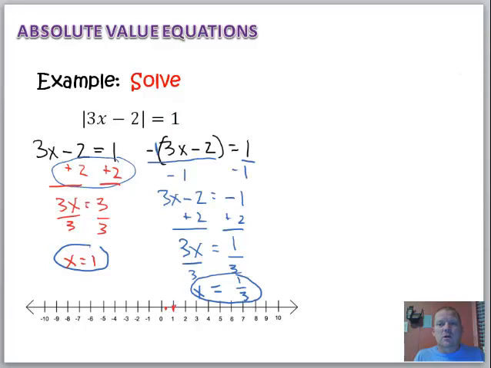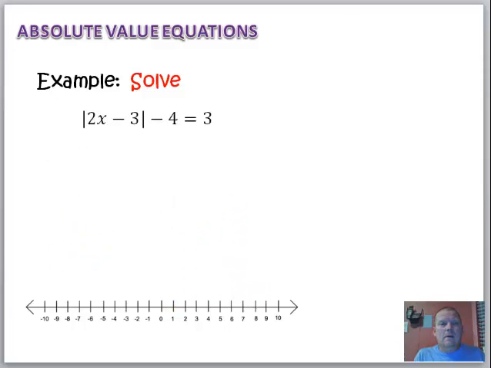Alright, so there's 2 examples. Let's look at one more example, and this one we're going to have to do a little bit more to solve to get that absolute value by itself. Okay, with this one, I have the absolute value of 2x minus 3, then I have minus 4 equals 3. So the first thing is I need to get the absolute value by itself, so I'll add 4 to both sides. And that gives me the absolute value of 2x minus 3 equals 7. And now the absolute value is all by itself, so we've solved for the absolute value.